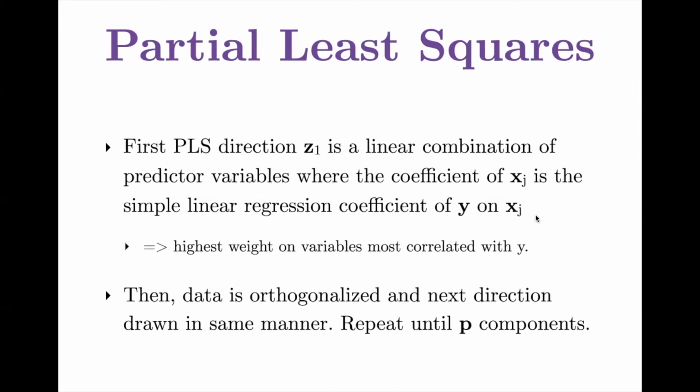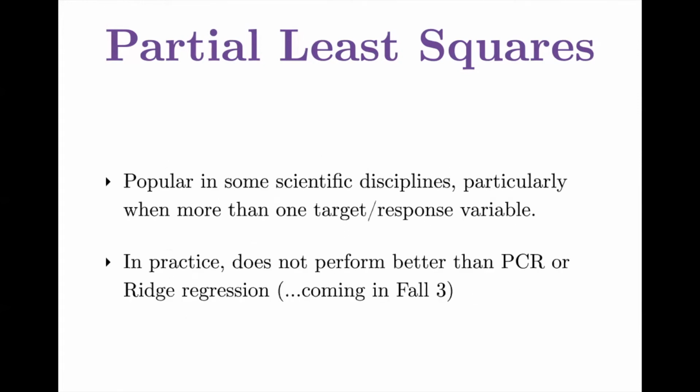After we've drawn that first direction, the data is orthogonalized. That means it's projected onto the subspace orthogonal to the first component. And in that subspace, the next direction is drawn in the same manner. And we just repeat until we have p components. This is popular in some scientific disciplines, particularly when we have more than one target or response variable. But in practice, it doesn't tend to perform better than PCR or ridge regression or lasso regression, which we'll talk about in Part 3.